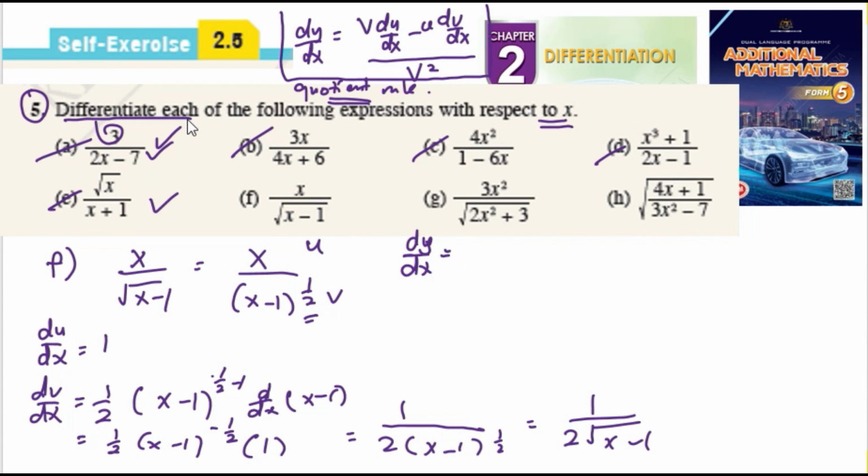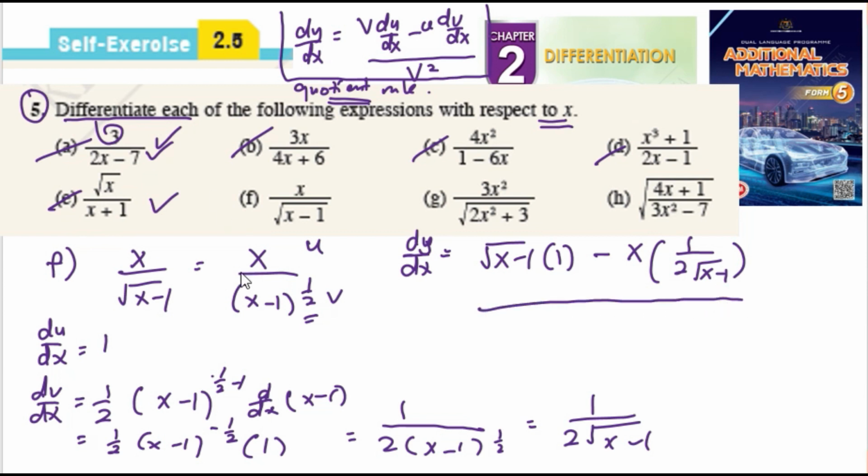So we can substitute, dy over dx is equal to, so our v here is this one. After we have done this, we just include the square root. So square root of x minus 1 times du over dx, which is 1, right? Minus, so u is, where is u? Here is x. dv over dx is equal to, here we have calculated it, which is 1 over 2 square root of x minus 1. Divided by v squared. So our v is square root of x minus 1, squared.